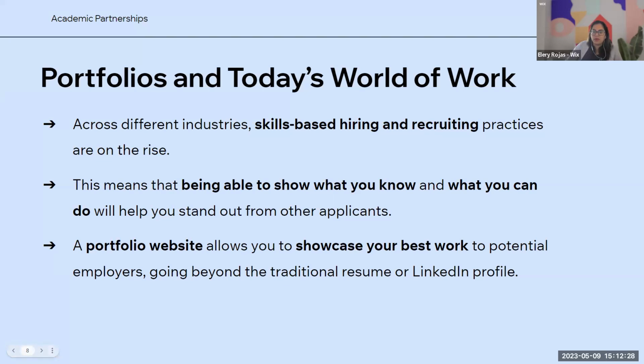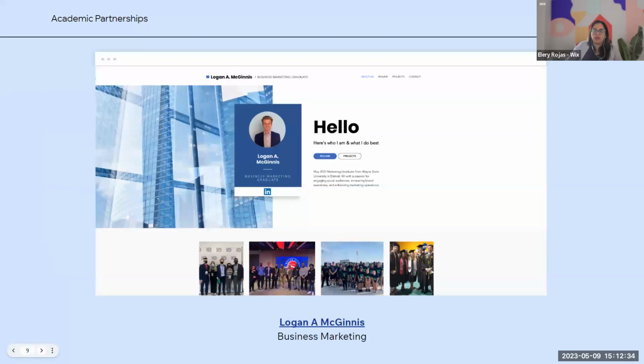So it's really important to have an understanding of what's happening out there right now and what it is that employers are looking for. And this is one of the examples that we're going to be going through. This is Logan McGinnis. He's business and marketing. And I like to showcase this example, not only because we're going to be using this template, so I want you to see it before and after, but also because you don't always have to be visual in the work that we do.